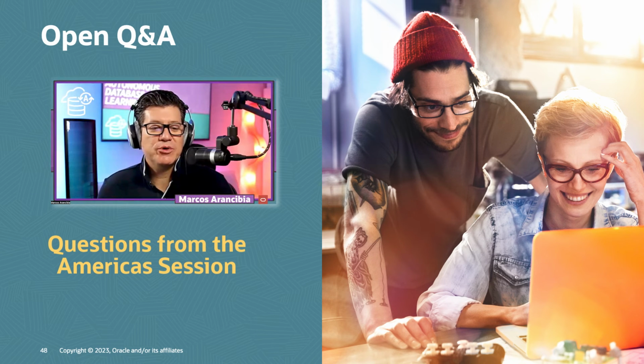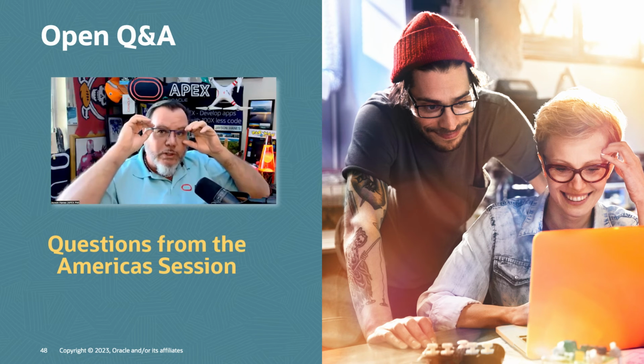Hey, Jason, there's one question specifically on that. Someone is asking, when is the 23.3 timeline for Autonomous Database? When is that going to be, if you know? APEX is on 23.2.